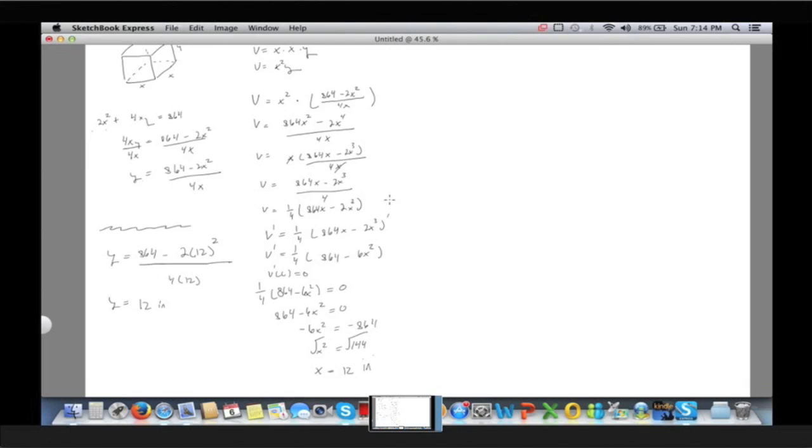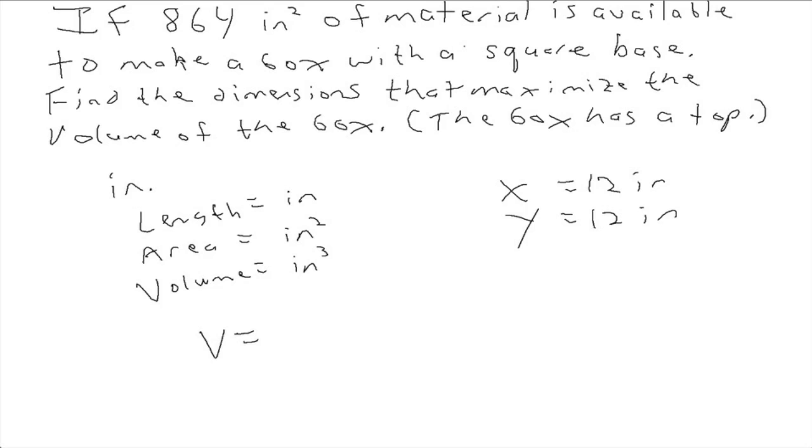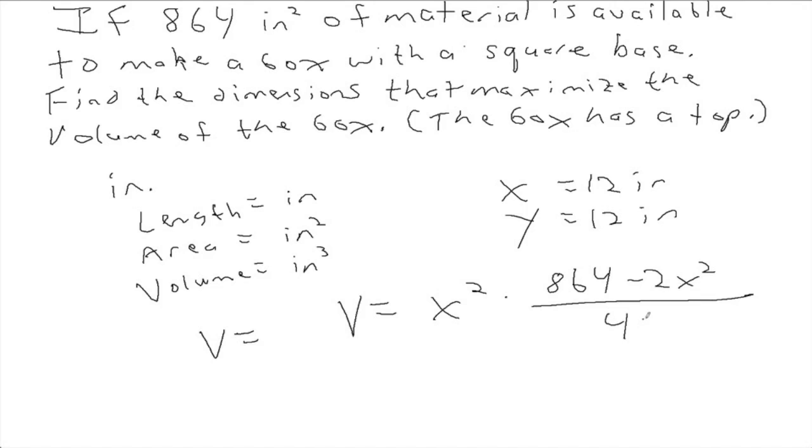Actually, your original goal function here was v equals x squared times (864 minus 2x squared) over 4x. Okay, so now I'll go back to my screen. So it was x squared times (864 minus 2x squared) over 4x.